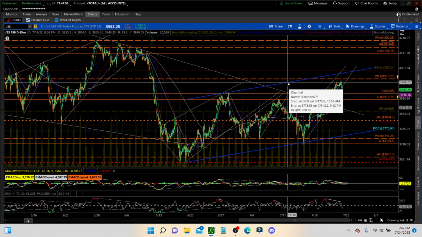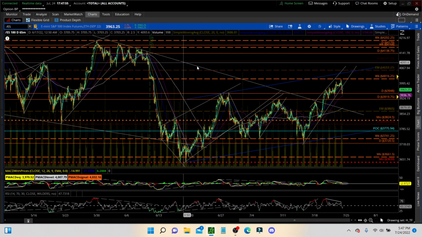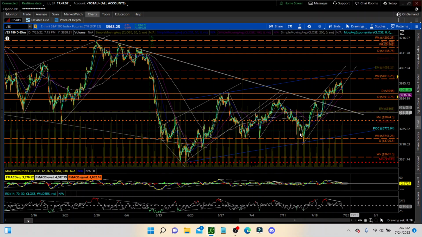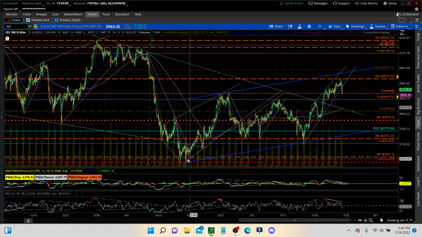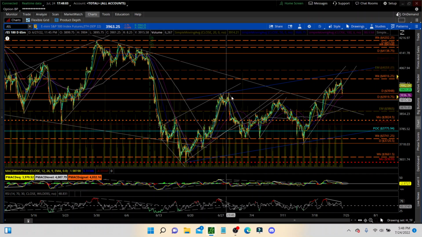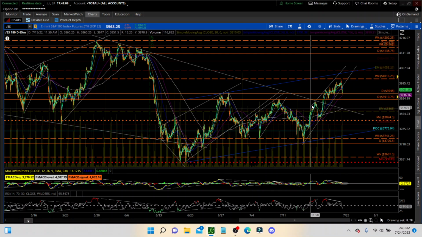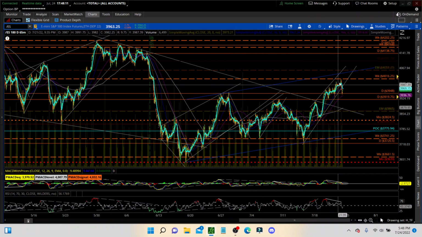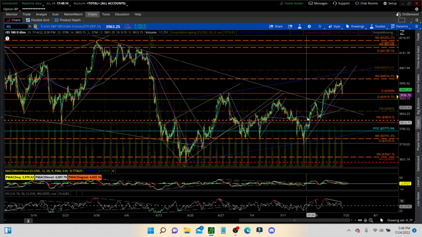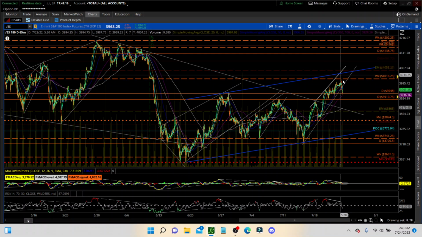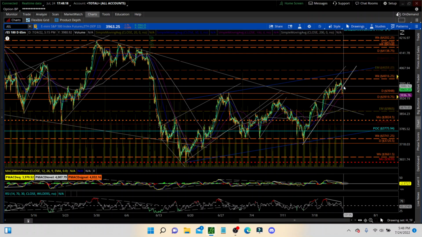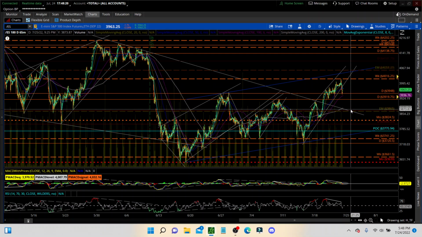I already drew the channel in the 65-minute. We broke out from this trend line here. Now it looks like we have some movement. So after we have our move up, our 3-wave move up, 3-wave move down, and 5-wave move for an impulse ending there, like an ending diagonal, we broke down from that diagonal, and that's why I think we actually break down a little bit further.